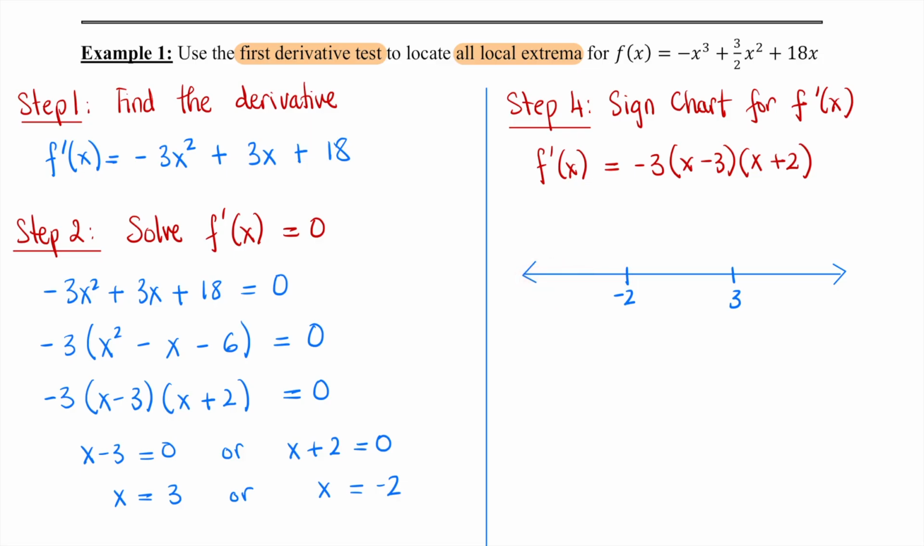So I'll pick -3. And I take -3, I plug that into the derivative. -3 minus 3 is negative. -3 plus 2 is negative. My derivative equals -3 times this factor times this factor. This factor is negative. This factor is negative. So I have negative times negative times -3. That is negative.